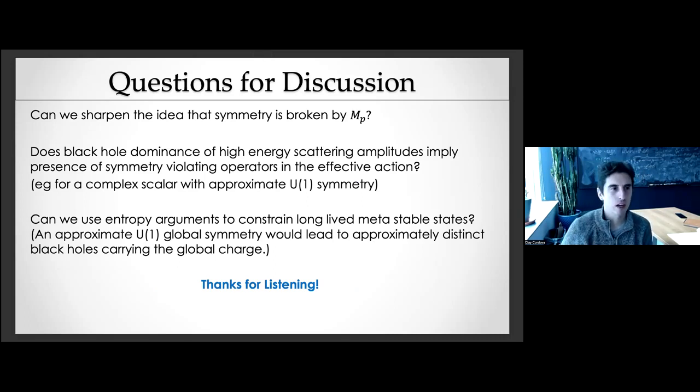Let me just say some questions for discussion. These are completely open. I think it would be interesting to make progress on them. So can we sharpen this idea, this guess that symmetry is broken by the Planck scale?